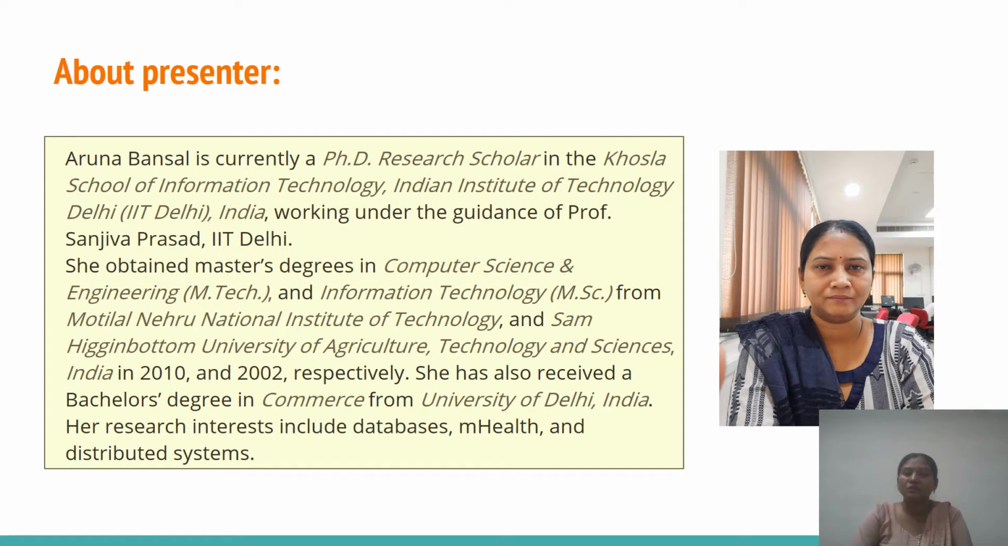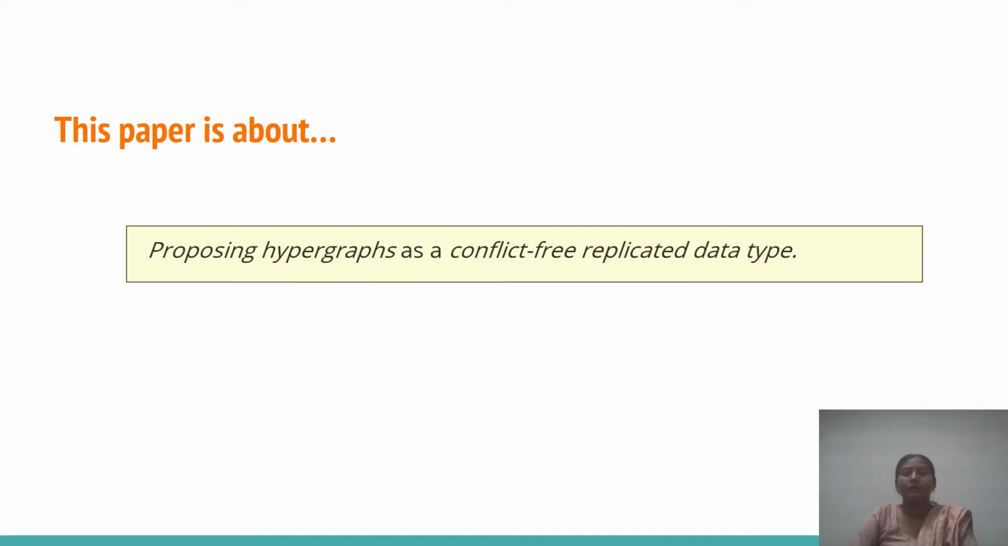My research interests include databases, mHealth, and distributed systems. Talking about the paper, I'm proposing hypergraphs as a conflict-free replicated data type. Now, a very quick question is, what do you mean by hypergraph and why do we care for it? So, hypergraphs are generalized graphs where hyperedges connect more than two vertices.